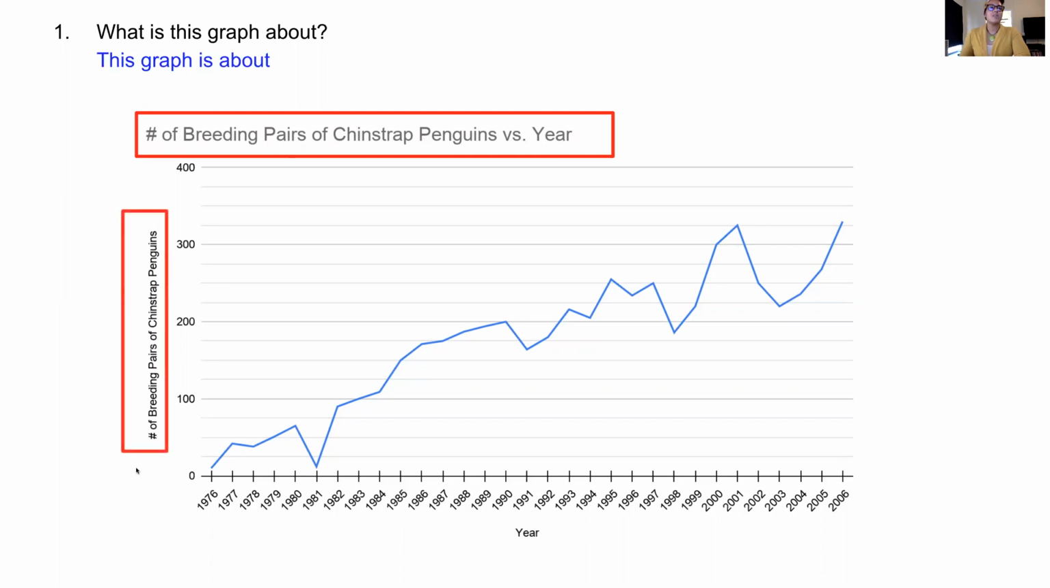The next thing we want to look at is the title of the axes. So this is the y-axis, number of breeding pair of chinstrap penguins. And the x-axis here is labeled year. So it fits with the title, the number of breeding pairs of chinstrap penguins versus year. So what is this graph about? The number of breeding pair of chinstrap penguins versus year.